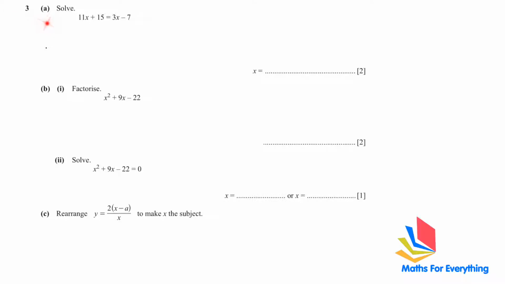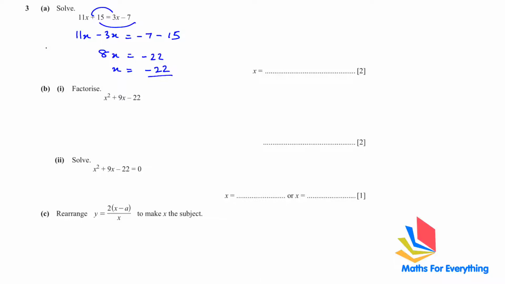Question number 3. Solve 11x plus 15 is equal to 3x minus 7. Put the like terms together, so x is on one side. This when I bring here, it will be negative. And 15 when I move to the other side will be negative. So 11 minus 3, 8x. And negative 7 minus 15, negative 22.